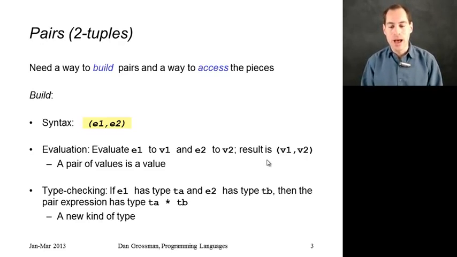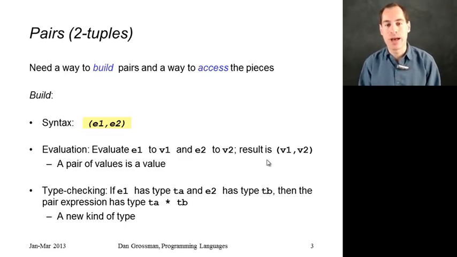So here on this slide, I have the pair building expression, and I have the answers to our three questions about them. In terms of syntax, we're going to write two expressions, separate them by a comma, put them in parentheses, and that's the syntax for building a pair. What are the evaluation rules? Well, we evaluate E1 to some value, call it V1, E2 to a value, call it V2, and then that pair of values will be a value. So one new kind of value, something that's done evaluating, is a pair that holds values.